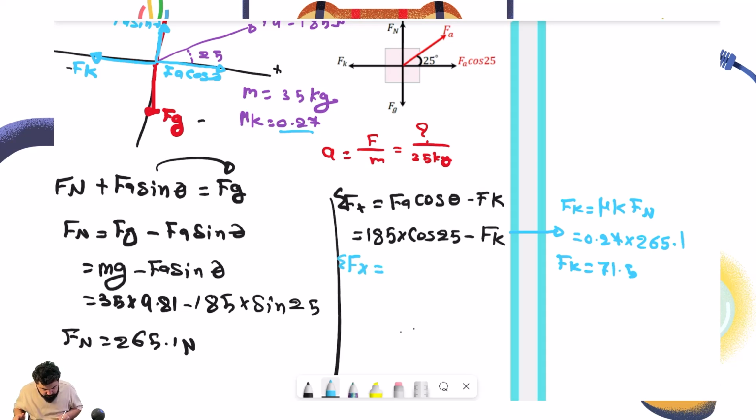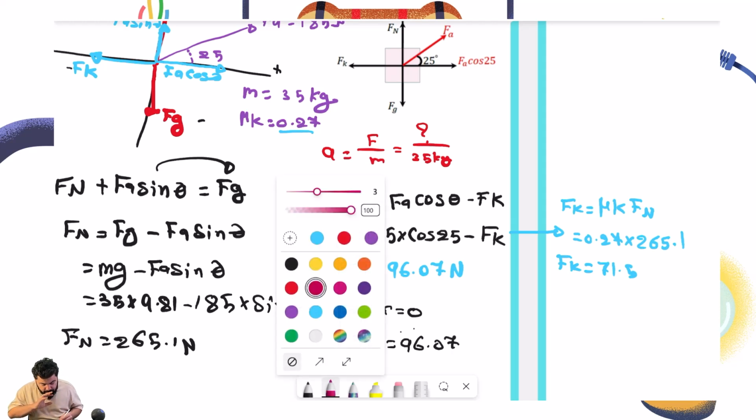So the sum of all the forces on Fx is equal to what? It is equal to 96.07 Newton. Okay, that's it. I found the sum of all the forces. And by the way, because the sum of all the forces on Fy is equal to 0, the sum of all the forces is going to be 96.07, which is basically the forces on the x-axis.